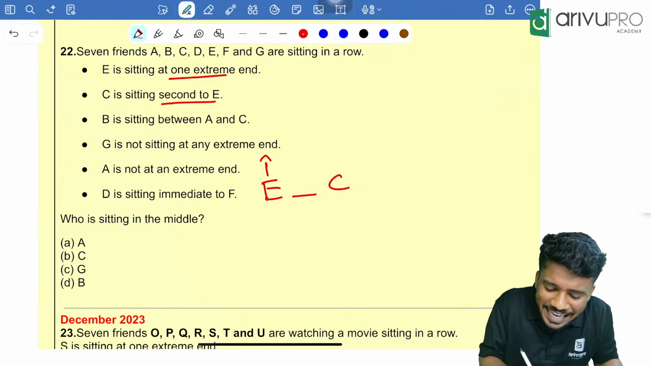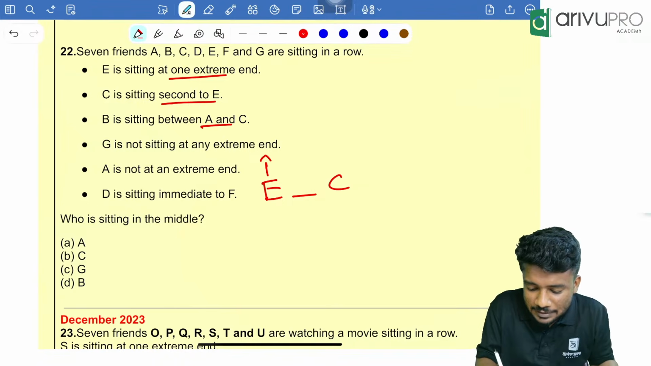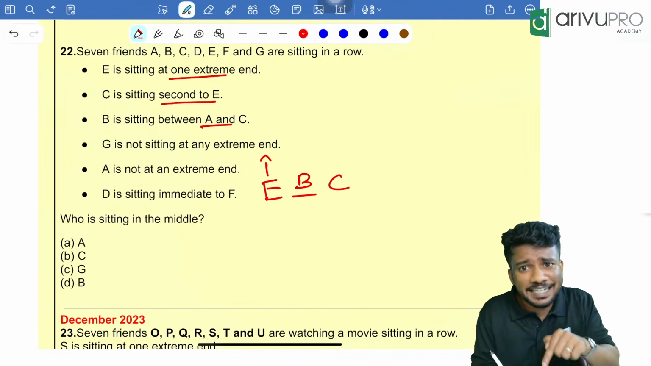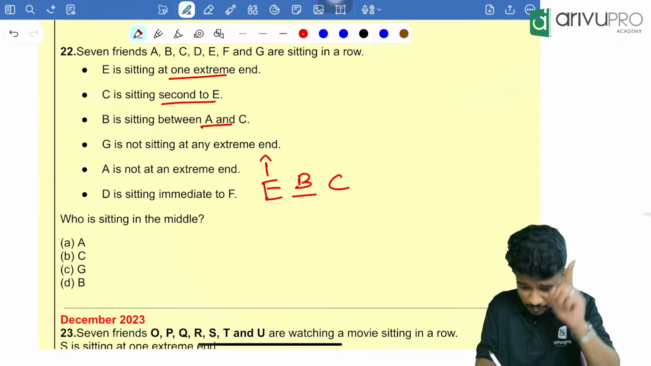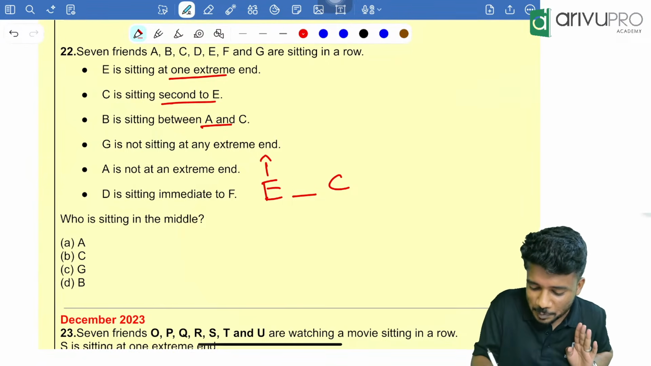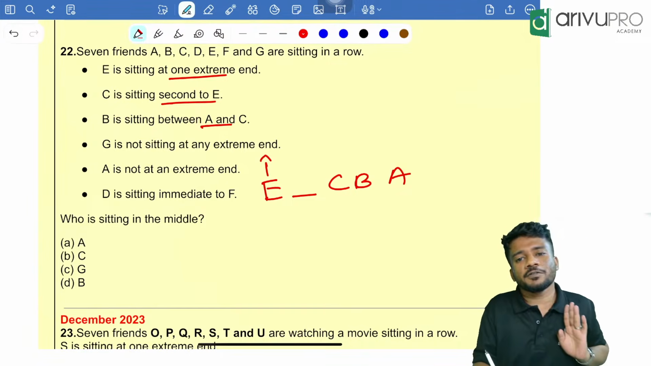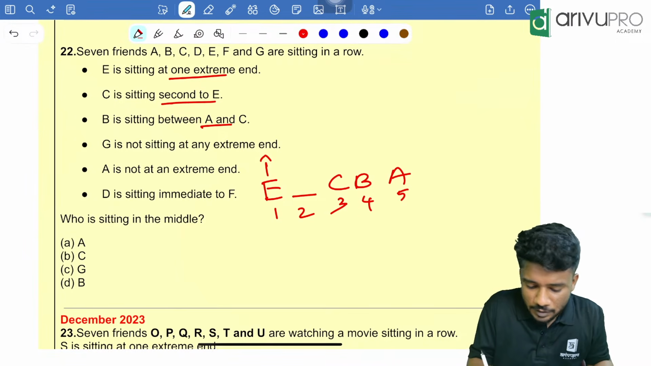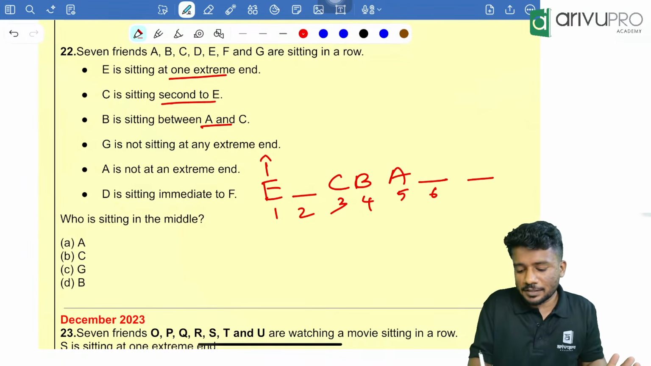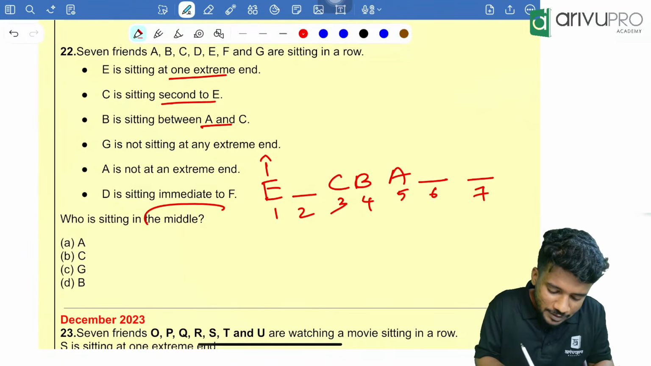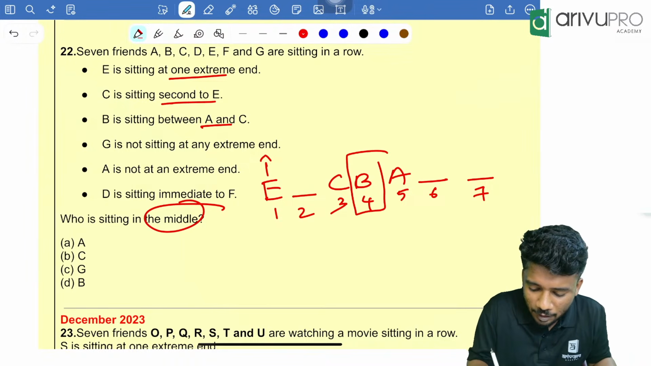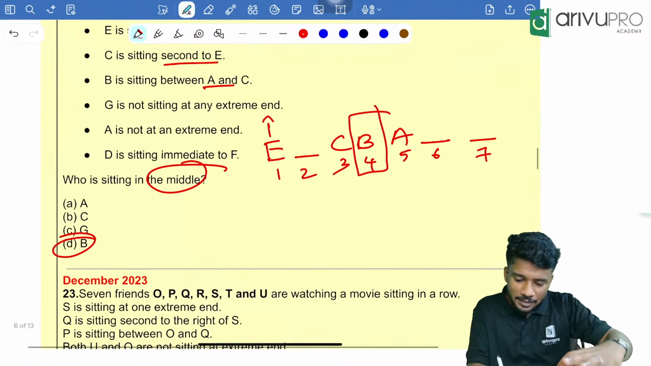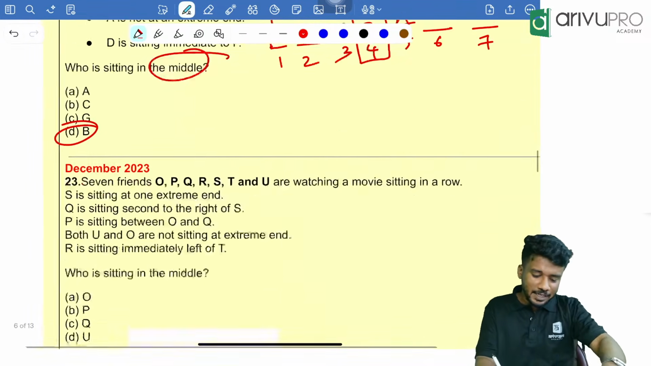B is sitting between A and C. People, if B sits over here, A should kill E, right? Is that possible? No. That means B should be over here and A should be over here. Now people, how many people are there? 1, 2, 3, 4, 5, 6, 7. So the question is, who is sitting in the middle? B is sitting in the middle. Option D is the answer, that is B. Next one.